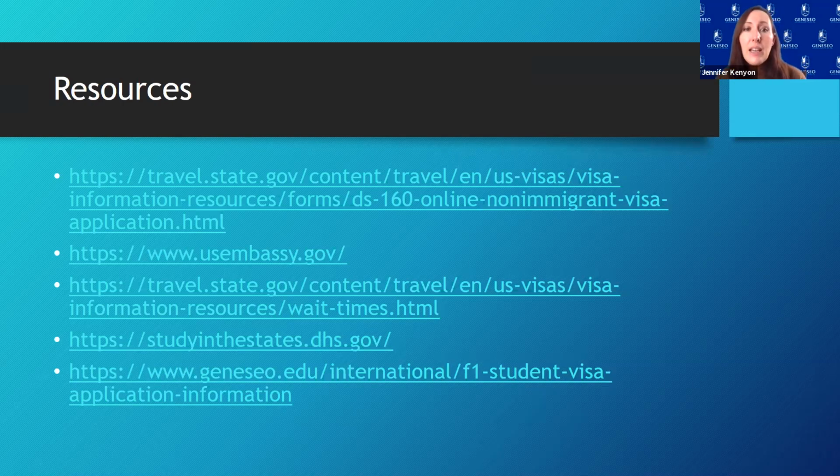And then the last website here is my website, geneseo.edu/international. If you click on the F1 student visa section, we have all of this information that I've just gone over today about how to apply for your visa. And I'll also be posting the link to this presentation later so that if you want to go back and watch this again, you'll be able to do that.